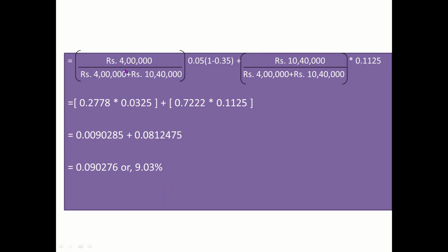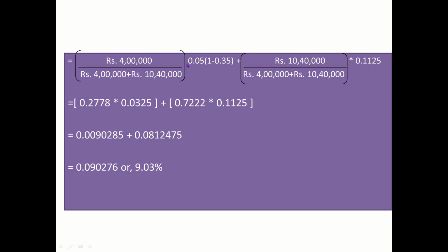So if we take the value of debt here, 4 lakh, the total value is this much, and 5% is the rate of interest on debt, times 1 minus tax rate. Similarly, the value of equity here is 10,40,000, and D plus S is 14,40,000. And your cost of equity is 0.1125. It was 11.25%. If we divide by 100, it comes to 0.1125. So if we multiply this and simplify, this will be 4 lakh by 14,40,000, and this will be 10,40,000 by 14,40,000.